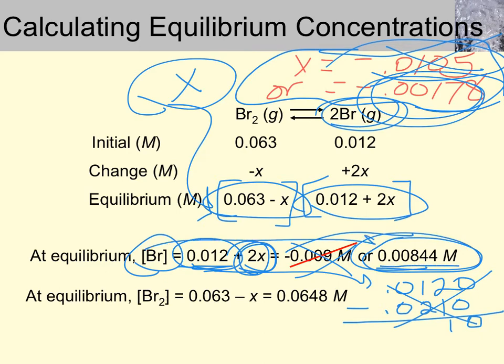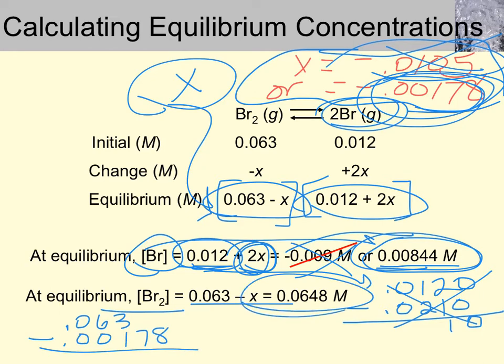Now, since we know what value of x is correct, we can find the equilibrium concentration of molecular bromine. And it is 0.063 minus x, which we've determined is 0.00178, and that gives us an equilibrium concentration for molecular bromine of 0.0648.